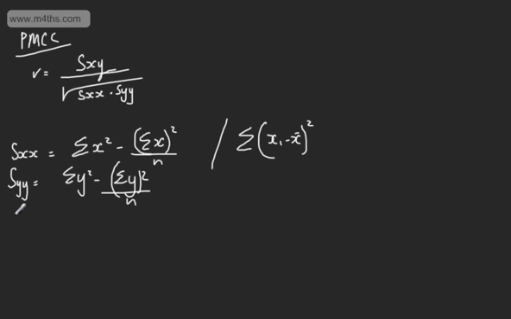Now Sxy is given to be the sum of x multiplied by y, minus the sum of x multiplied by the sum of y, over n. So this is Sxy, and it's this quantity right here. Okay, so how do we go about working these out?